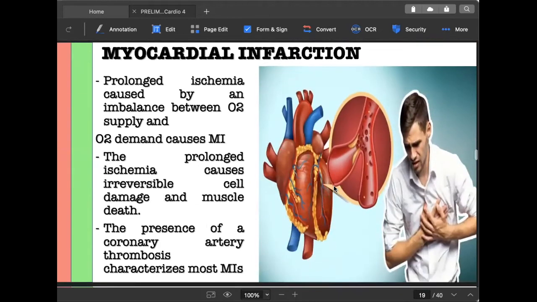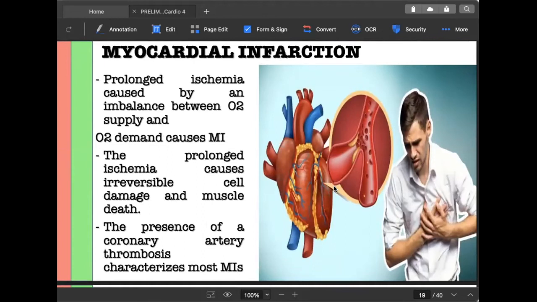Next one is prolonged ischemia caused by MI. We're already in your MI. So your MI is your prolonged ischemia caused by an imbalance between your oxygen supply and oxygen demand caused by your myocardial infarction. Now, the prolonged ischemia causes irreversible cell damage and multiple cell death.